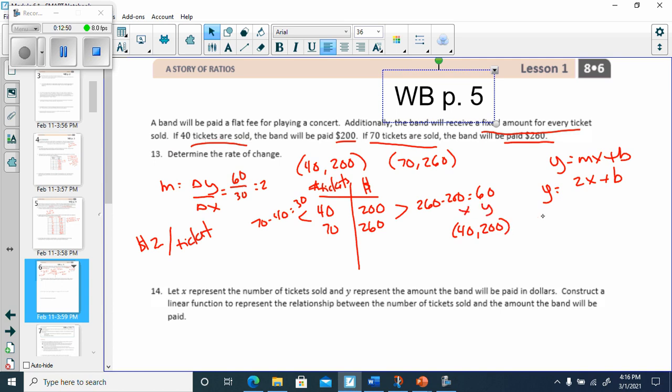Here's your x, here's your y. Y, 200, is equal to 2 times 40 plus b. Okay? 2 times 40 is what they're going to get in ticket sales, right? That's $80. Okay? If I subtract that from the 200, it tells me how much they get as their flat fee, which is 120. So our equation becomes y is equal to 2x plus 120. What do they get for as a flat fee? $120. What do they get per ticket? $2.